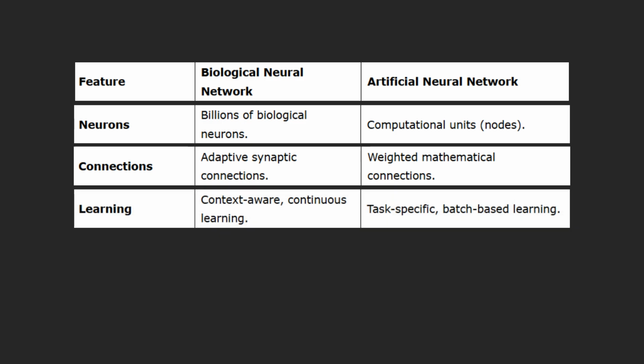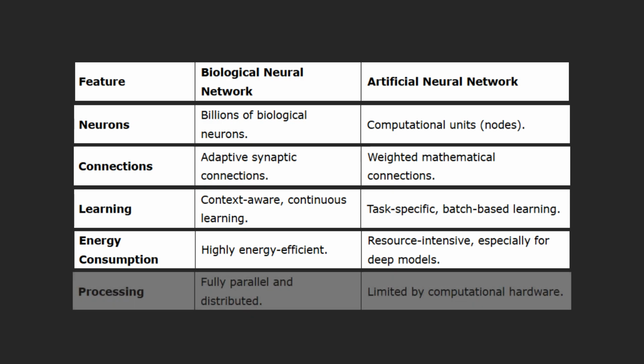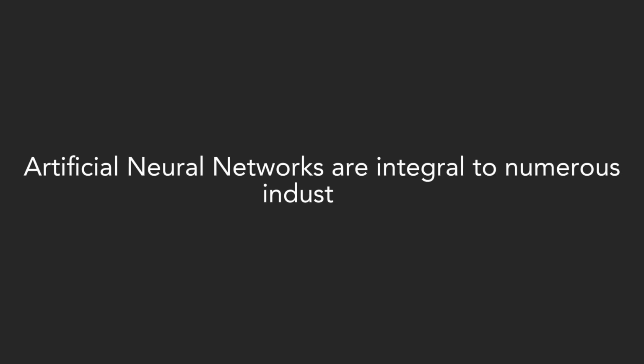And energy consumption: biological neural networks are highly energy efficient, and artificial neural networks are resource intensive, especially for deep models, where we need GPUs and all that. Processing: biological neural networks are fully parallel and distributed, and artificial neural networks are computational hardware based. Applications of ANNs. Artificial neural networks are integral to numerous industries.